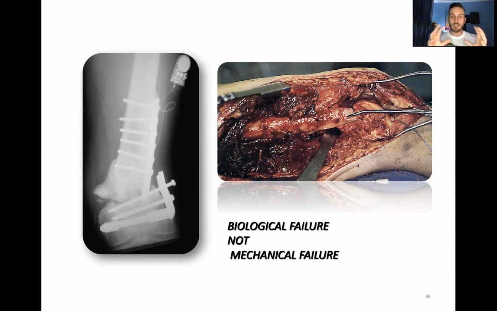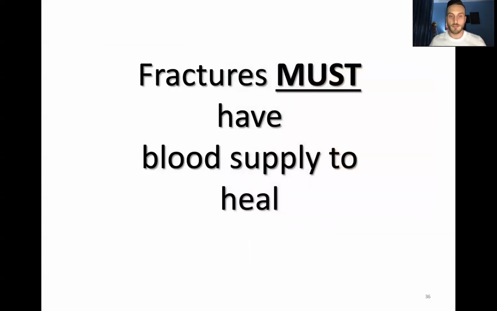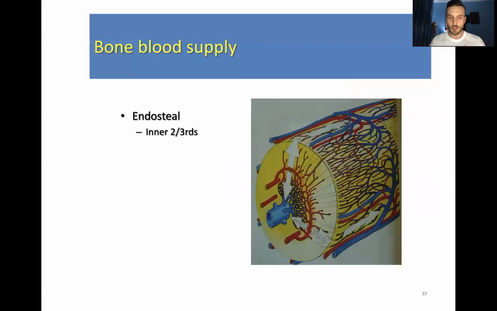So you have to know that in biology, in the last lecture, we talked about the blood supply to the bone: the periosteum, endosteum, and the nutrient arteries, okay? So you have to keep this in place. Fractures must have blood to heal. And as we mentioned, the endosteum contributes 2/3 and the periosteum 1/3 of the blood supply for fracture healing.